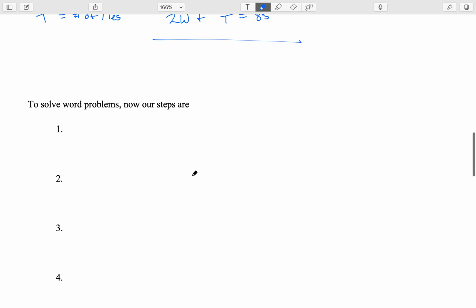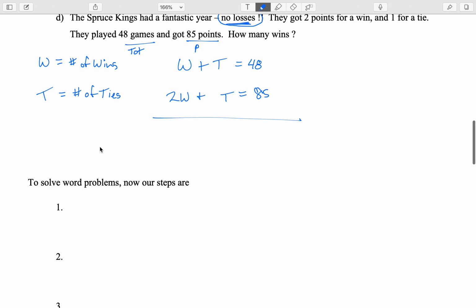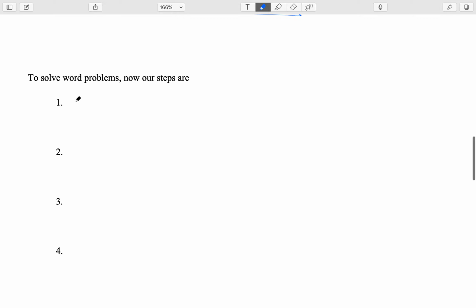So when we do start turning these into word problems, we are going to have a few steps. Usually the first thing I do in every one of these is over here. I say, what is W, what is T? So step 1, you have to define your variables. Define variables, because I don't know what they mean. Does W stand for the number of watermelons? I don't know. Define your variables. And you don't have to use X and Y. You can use any letter, right?